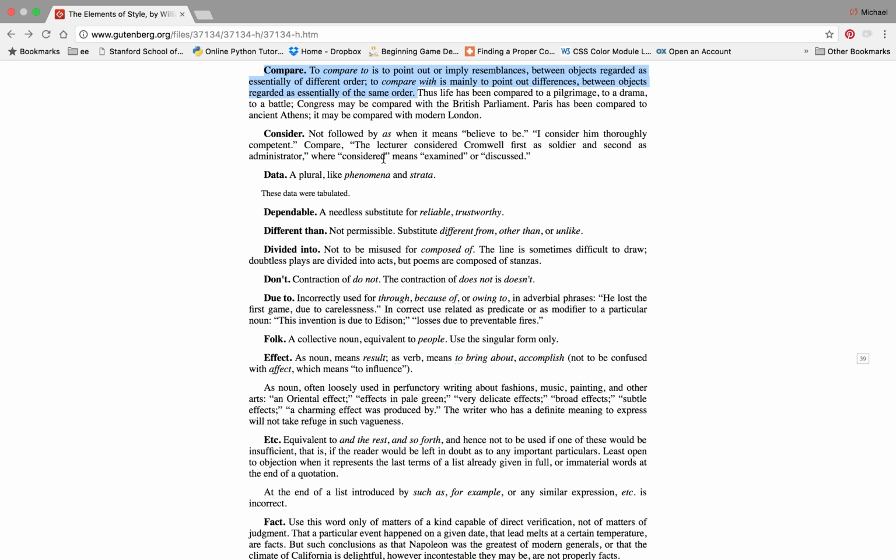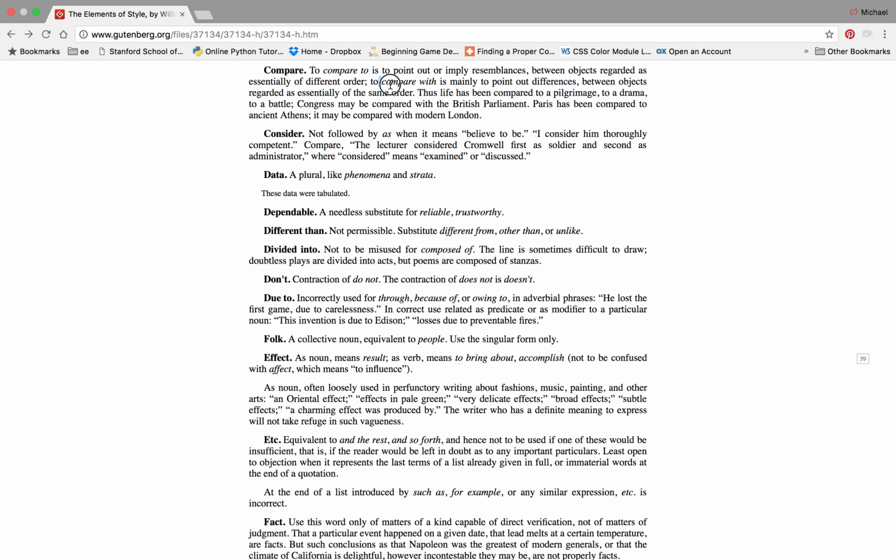So as I'm reading this stuff, how am I going to file it in my brain so I can try to recall it later? So compare to, you're thinking like A to B. So A to B to C to D. So compare to implies resemblances. Life has been compared to a pilgrimage. Life has been compared to a drama. Life has been compared to a battle. So they're connecting them, compare to. You link A to B to C to D all the way to Z, right?